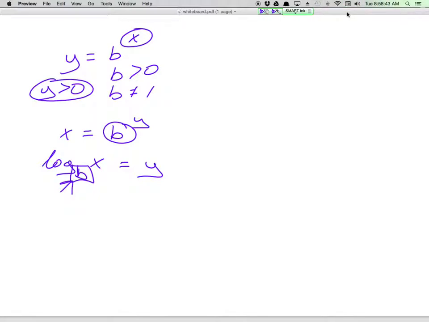Now, since my base is always the base, what do I know about b? b has to be greater than 0, and it cannot equal 1. Very good. Has to be greater than 0, and it cannot equal 1. What do I know about x?